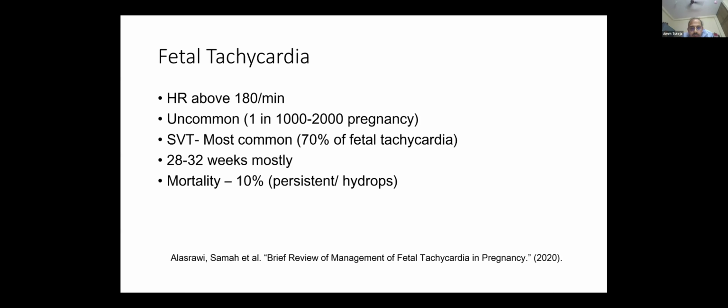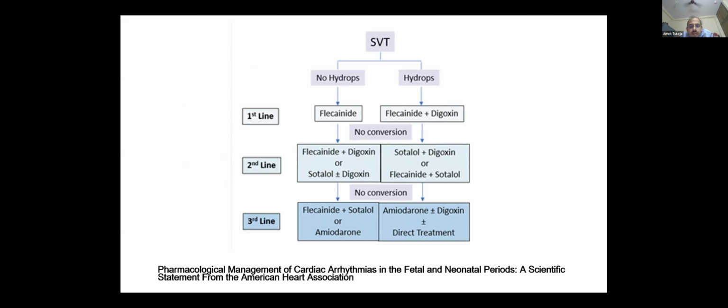SVT is the most common cause, 70% of fetal tachycardia. Fever is another cause, but it causes only mild tachycardia. Fetal SVT mostly happens at 28 to 32 weeks. Mortality is around 10% because of persistent tachycardia and hydrops as the complication. The drug mostly used is flecainide if there is no hydrops, and if there is hydrops, we may have to add digoxin, and then sotalol may be added. All the combinations can be given.